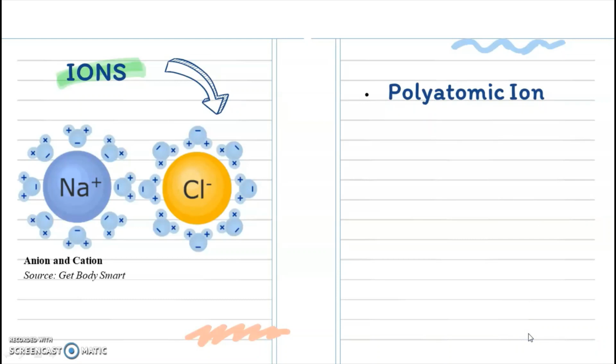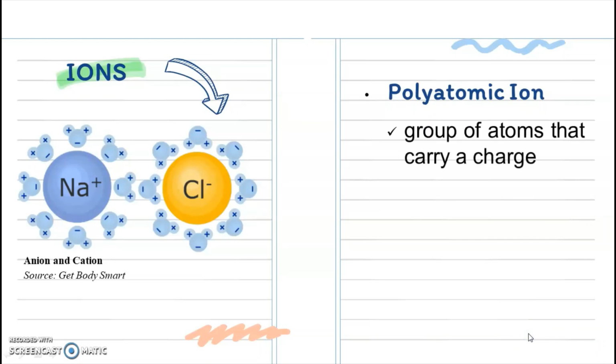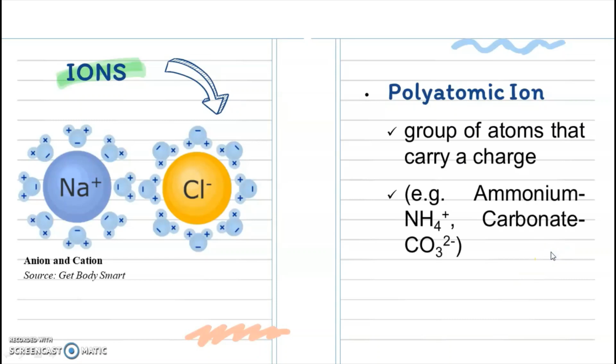And then we have polyatomic ion, which is a group of atoms that carry a charge. Ibig sabihin, hindi na iisa lang yung atom na present. So, examples daw are ammonium. Si ammonium, meron siyang nitrogen and hydrogen, and they carry a positive charge. Meron din tayong carbonate na merong carbon and oxygen, and they carry a negative charge.